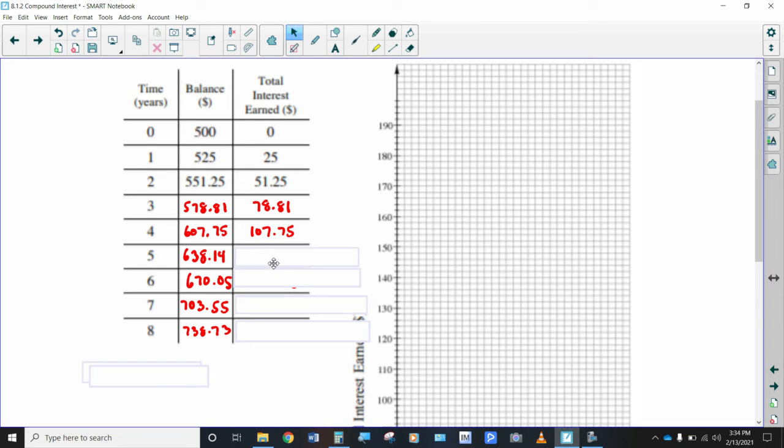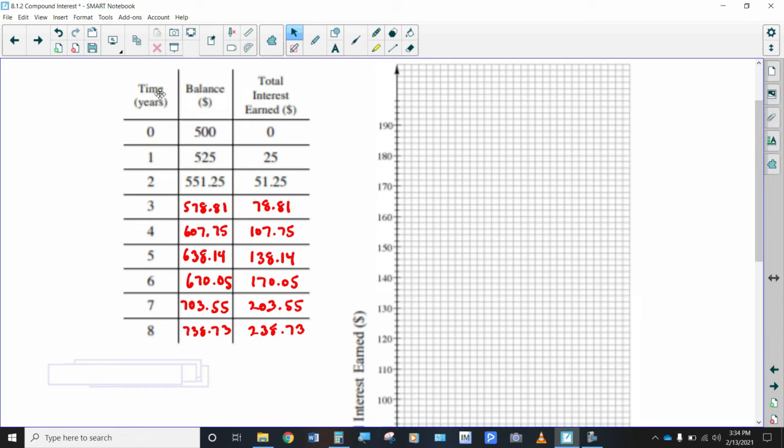After 4 years, you have $107.75 of interest earned. After 5 years, $138.14. After 6 years, $170.05. After 7 years, $203.55. And after 8 years of just letting the money work for you in the bank, earning interest, you've increased your dollar amount by $238.73.